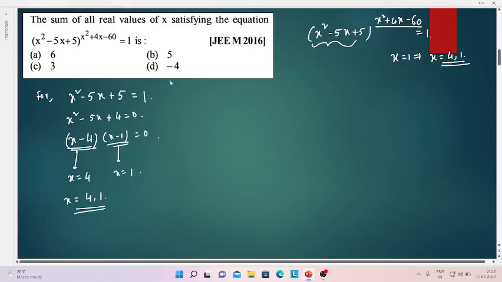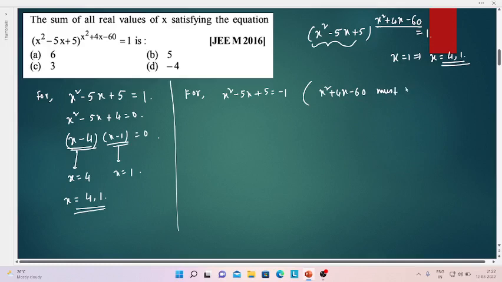Okay, let me write down the second equation, which is x square minus 5x plus 5 equals to minus 1. Then definitely x square plus 4x minus 60 must be even, right? So let me solve this particular equation, which is x square minus 5x plus 5 plus 1. It will be 6 equals to 0.